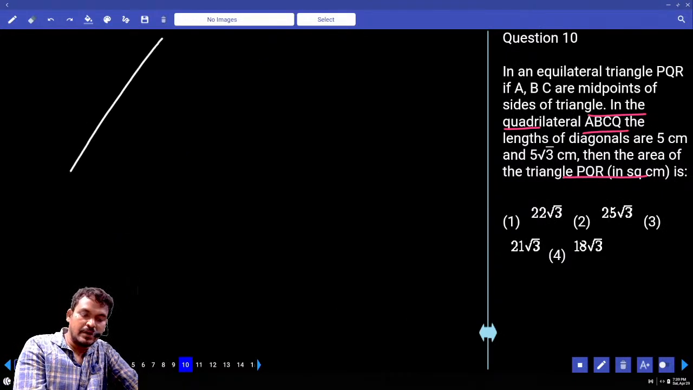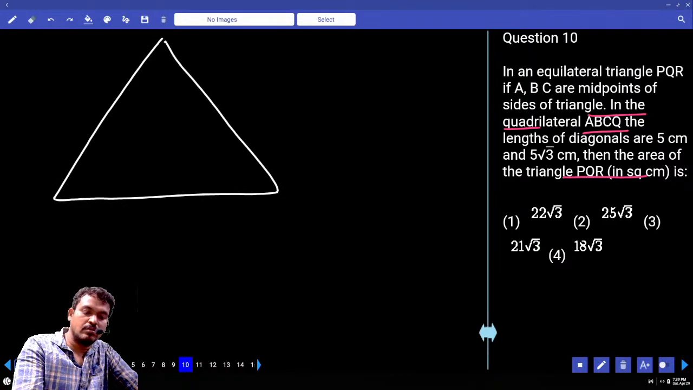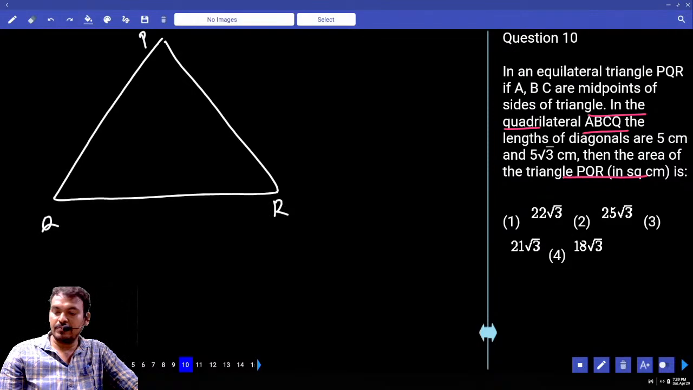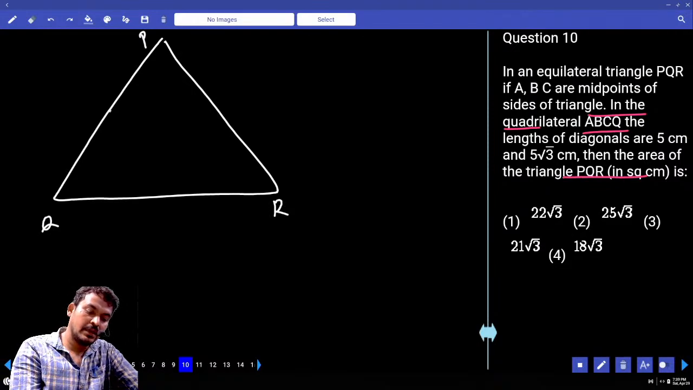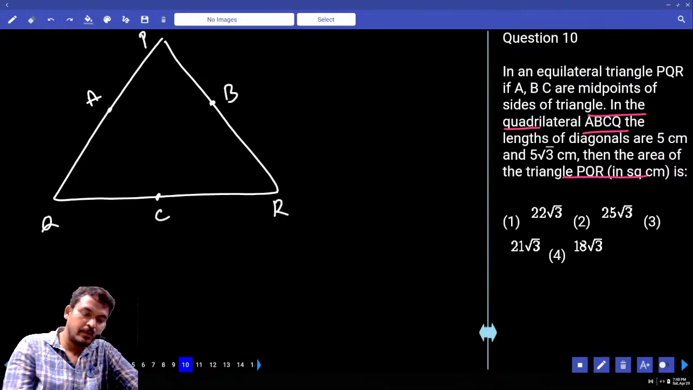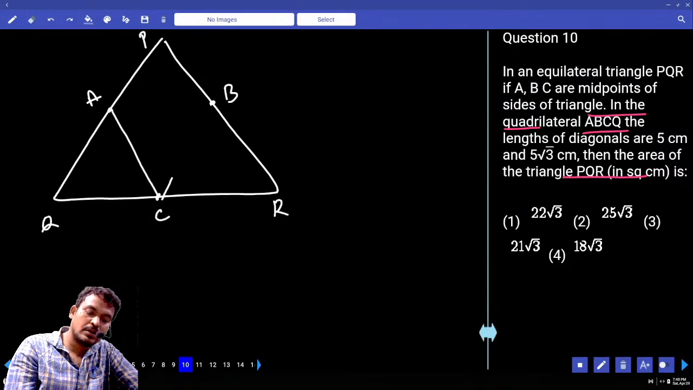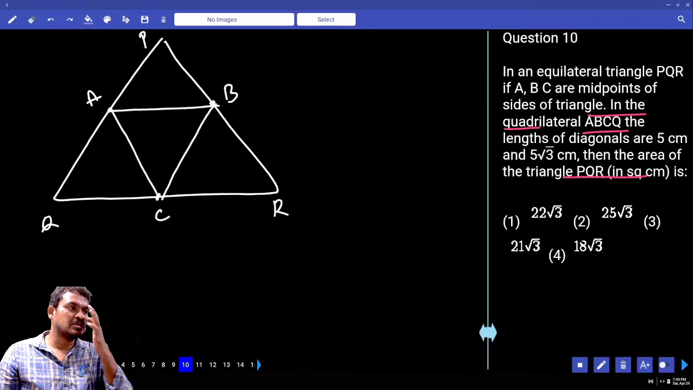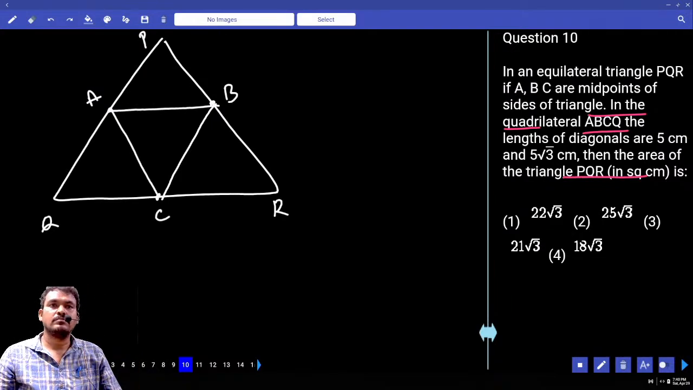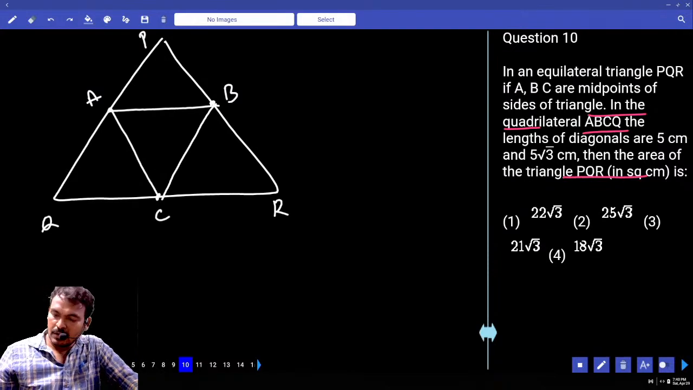First of all, equilateral triangle PQR is given and A, B, C are the midpoints. Here it is A, this is B, and this one C. Midpoints means the total triangle is converted to how many triangles? 4 triangles. Total triangle is converted to 4 triangles.